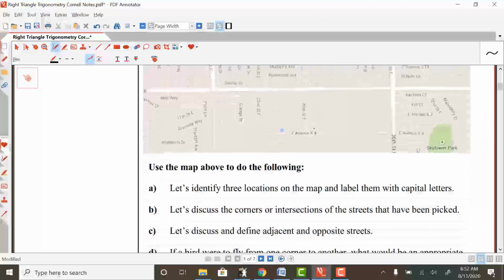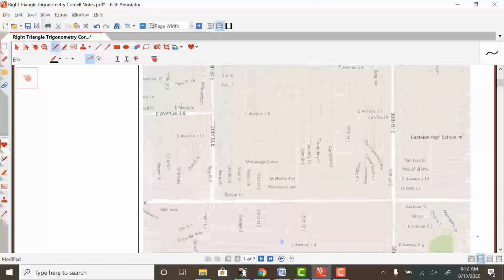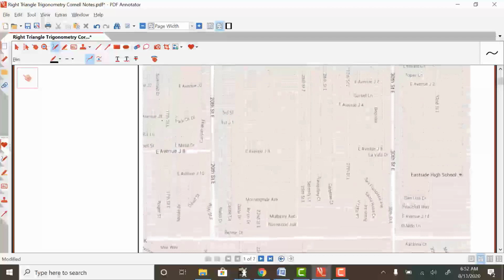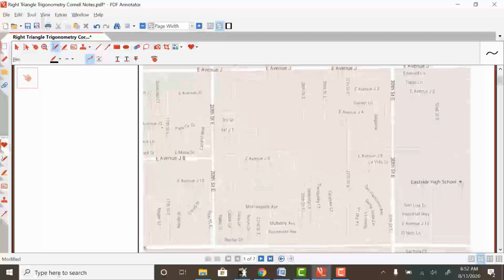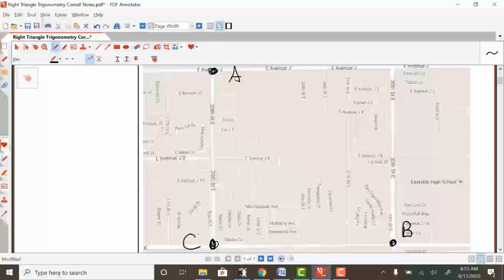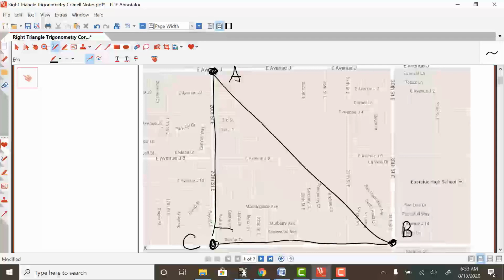Let's identify three locations on the map and label them with capital letters. So I'm going to pick this right here. Call this A. This one right here, and then this one right here. I'll call this one B. And I'll call this one C. I'm going to go ahead and connect them. Ah, slippery. It forms a right triangle.